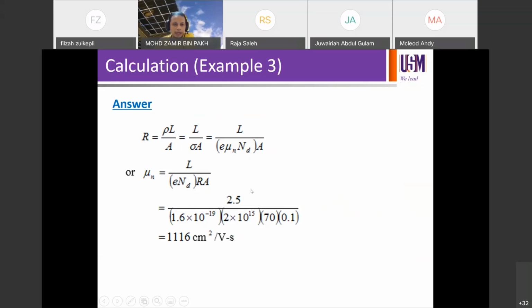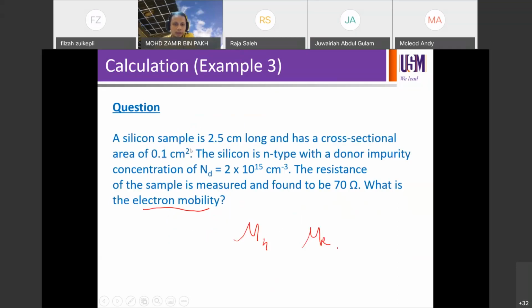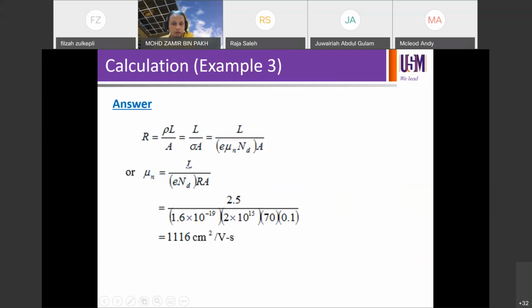and just plug in: the length is given, 2.5, then q is known, q is fixed, right? So N_D is known, 2 times 10 to the 15. R is known, 70 ohm. A is known, 0.1 cm squared. So therefore, the mu n is 1116 centimeters squared per volt second.